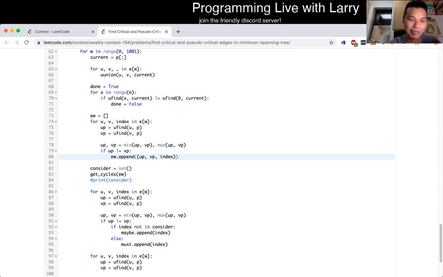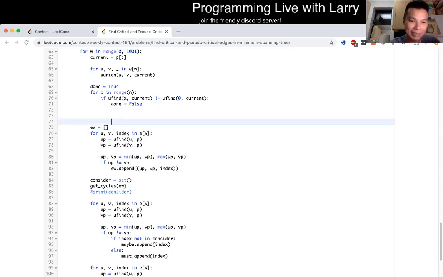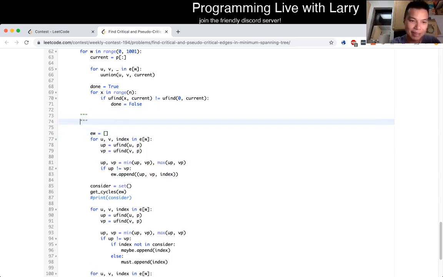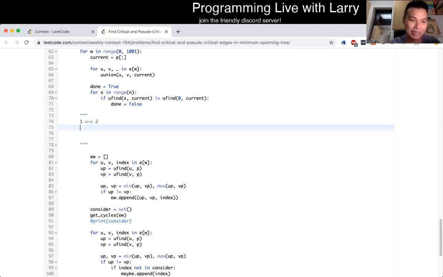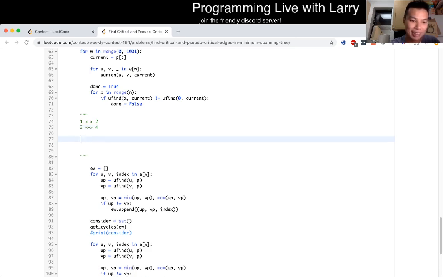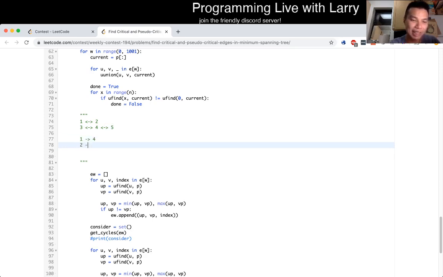So, for example, at a very basic case, let's say you have 1 connected to 2, 3 connected to 4, and maybe connected to 5, say. And now we're trying to process 1 to 4 as an edge and 2 to 5 as an edge, right? But because we combine these into one super node, let's say super 1, and this is super 2.